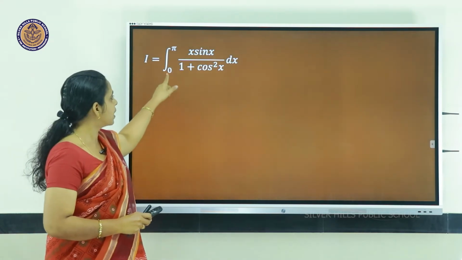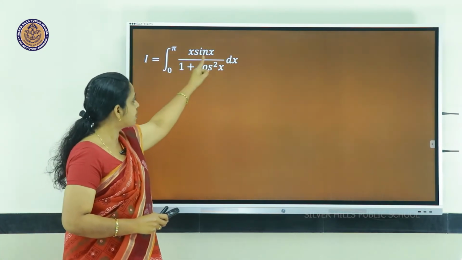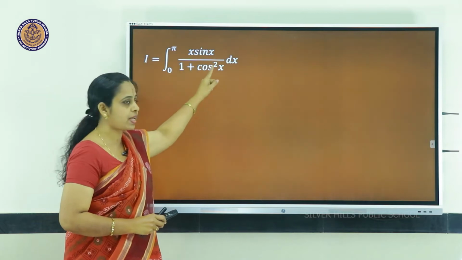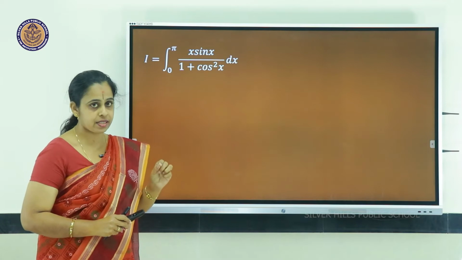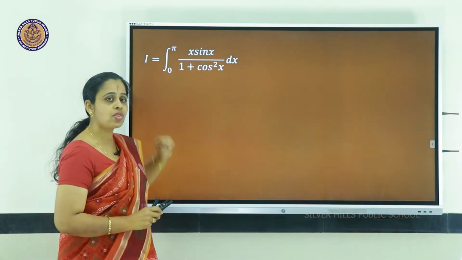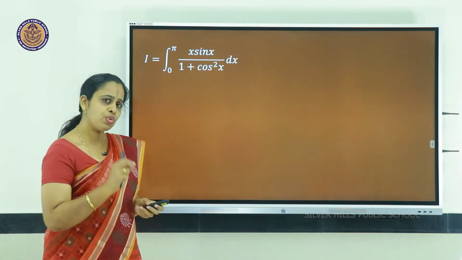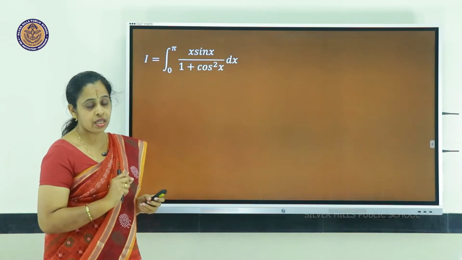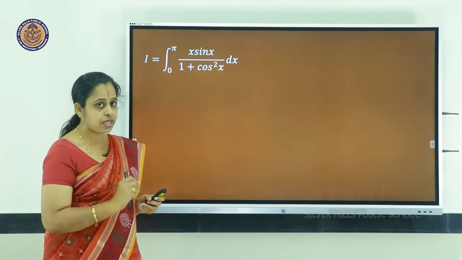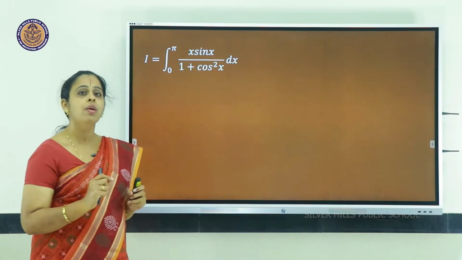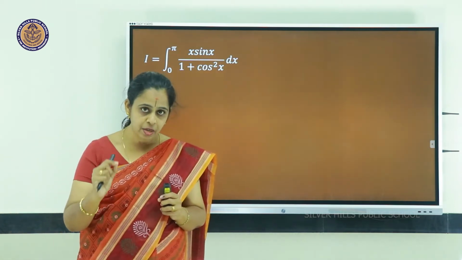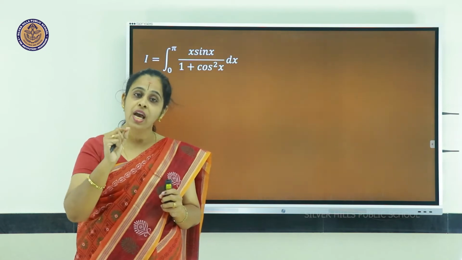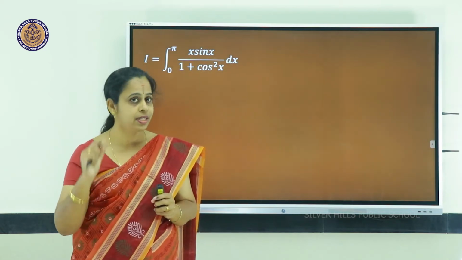I equal to integral 0 to pi x sin x divided by 1 plus cos square x dx. The derivative of cos x is minus sin x, but you can see an extra x there. How to remove it and do the integration? Let us apply a property and do it. We are going to apply the property integral 0 to a f(x) dx is the same as integral 0 to a f(a minus x) dx.